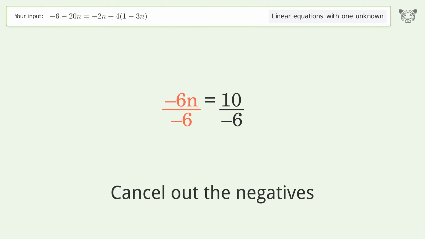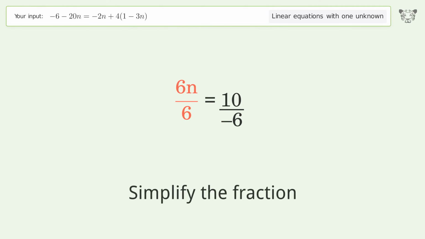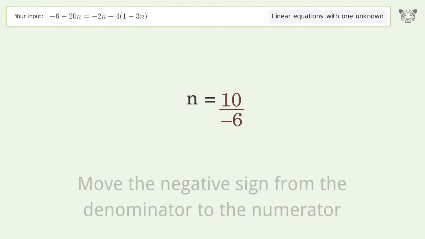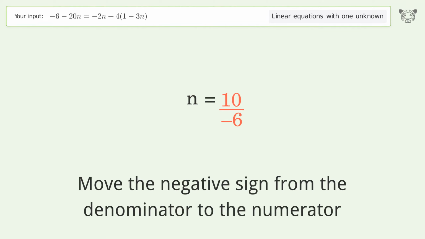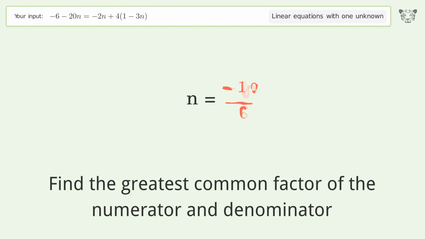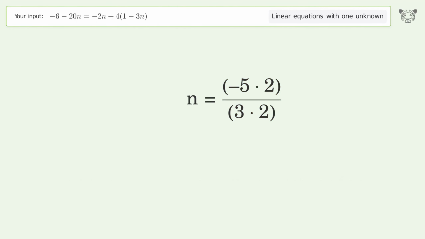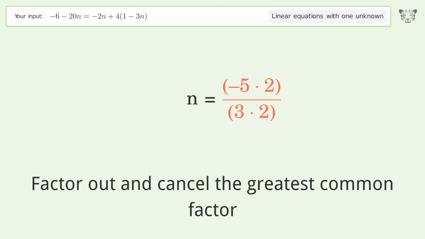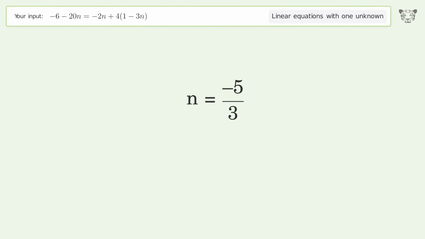Cancel out the negatives. Simplify the fraction. Move the negative sign from the denominator to the numerator. Find the greatest common factor of the numerator and denominator. Factor out and cancel the greatest common factor. And so the final result is n equals -5/3.